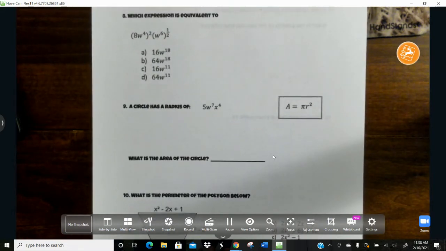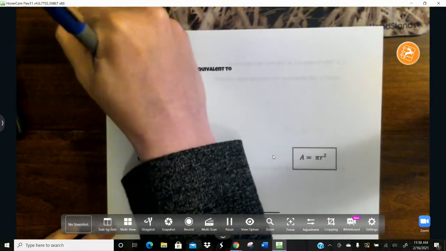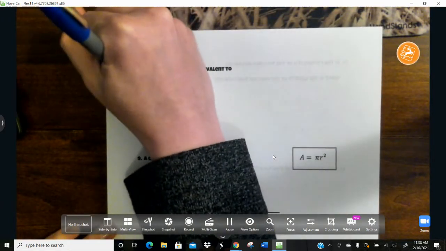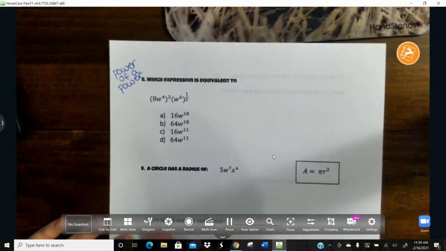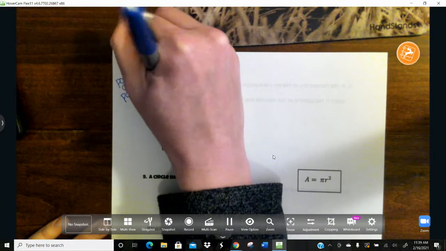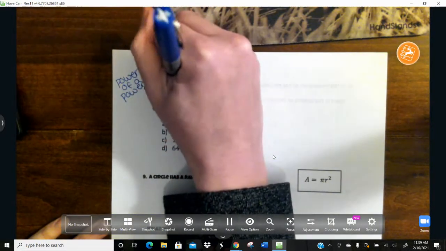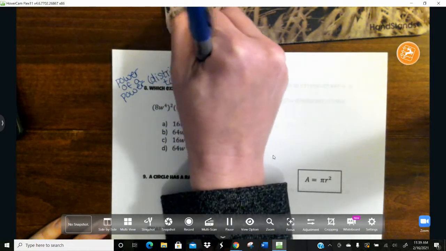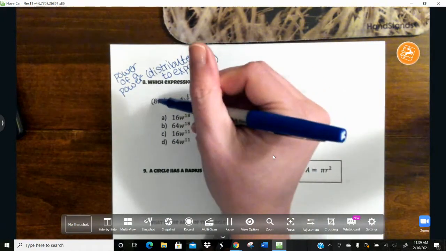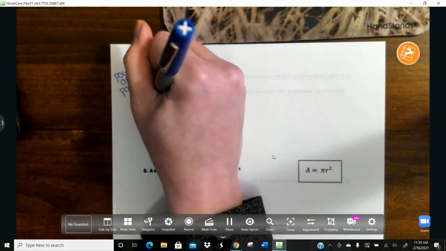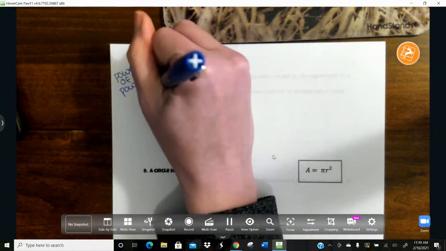Number 8, we're using power of a power. Remember, that is like distributing to the exponents. Okay, so I'm not distributing this 2 to the 8. I'm distributing to the imaginary exponent of 1. So when I do that, I multiply.